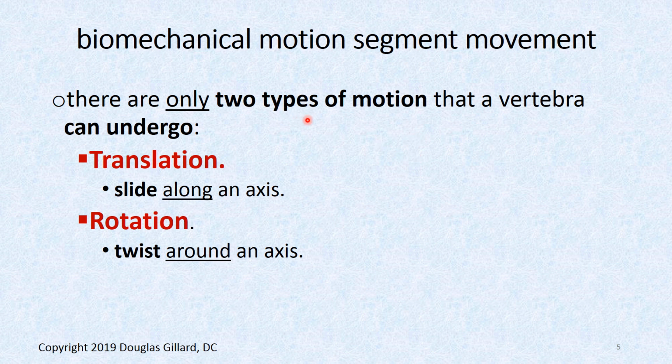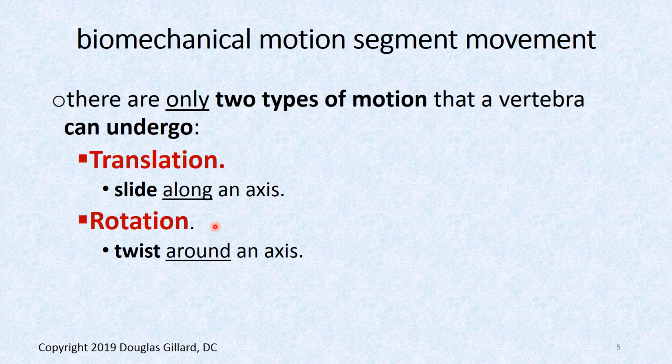So there are only two types. It looks easy, right? There's only really two types of motion that a vertebra can go through, and that's something called translation. That's a little foreign to some of you, maybe. That's sliding. If you take a block, like a kid's block, you put it on a table and you slide it, that's a translation. It's sliding along an x-axis in that case. But there's three axes that we'll talk about. But think of it as a sliding motion.